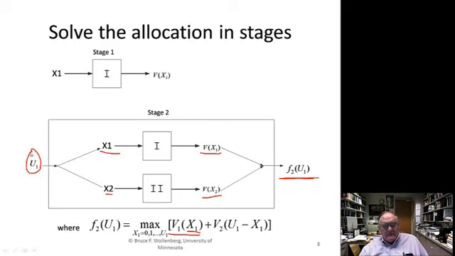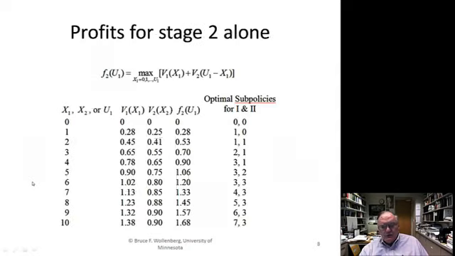Okay, so this says whatever I take of U1 and I put X1 into division 1 of my company, then the remainder, U1 minus X1, goes into V2, and all I have to do is determine what this number would be for different values of U1. This is the secret of it: we've broken it into just 2 allocations here, and I'm going to step through a set of values of U1. So let's start out here. The values of X1 to U1 could be anywhere from 0 to 10 integers.